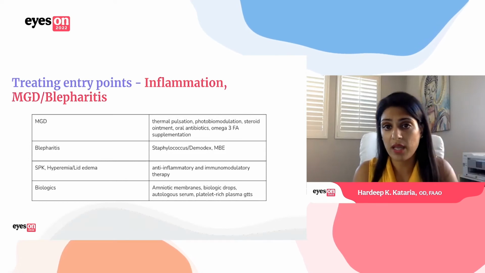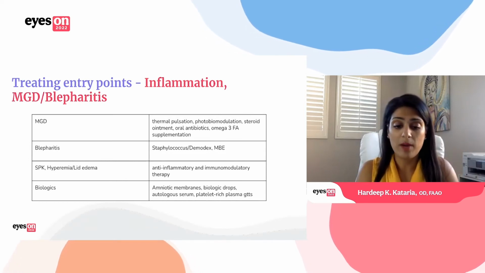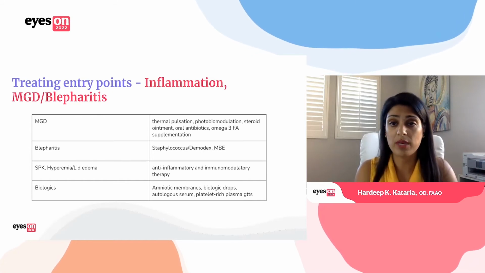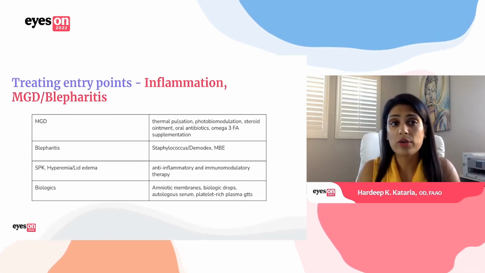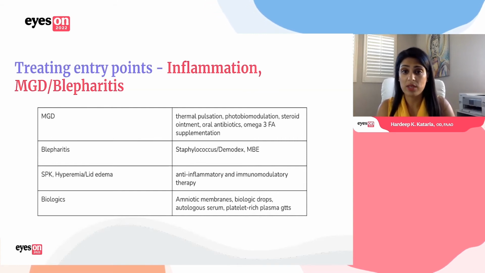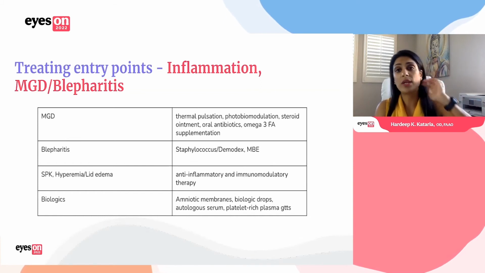Photobiomodulation with intense pulse light. So we have a great mode of photobiomodulation that's now FDA approved. That's really helpful. The IPL. Steroid topical treatments with eye drops and ointments can be helpful. Oral antibiotics. We have a lot of research on the efficacy of oral doxycycline and azithromycin for the treatment of Meibomian gland dysfunction, as well as dietary supplements.